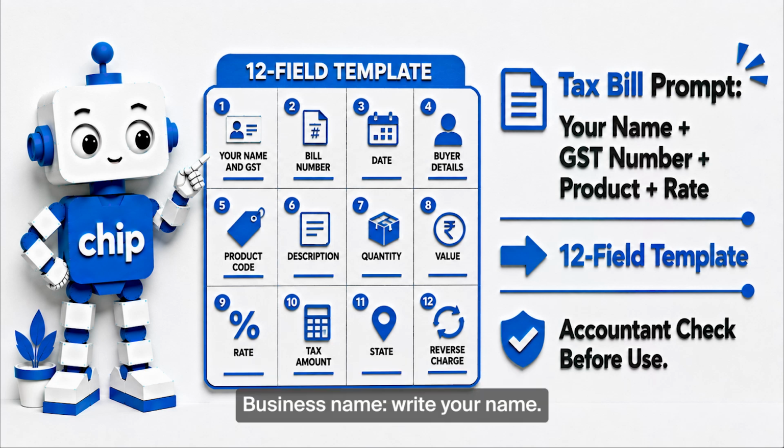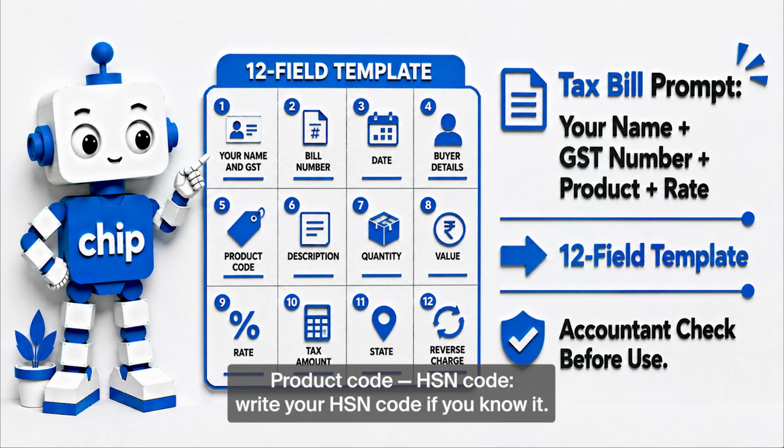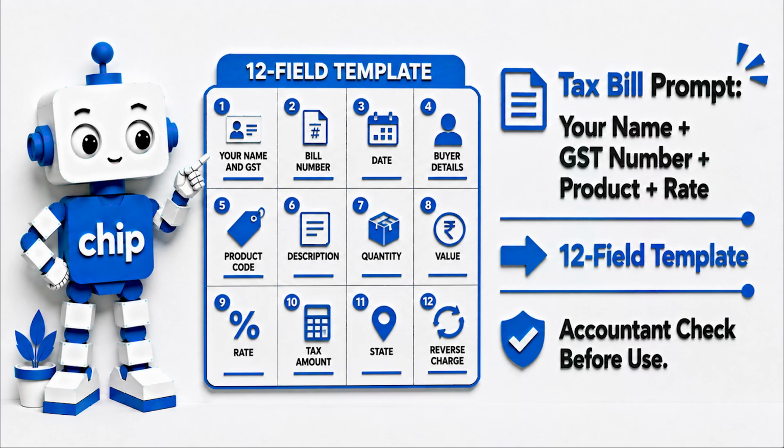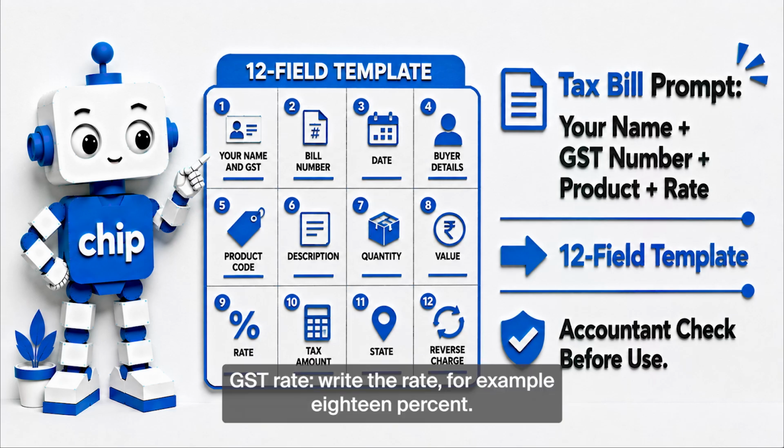Business name, write your name. GST number, write your GST number. Address, write your address. Product, write your main product name. Product code, HSN code, write your HSN code if you know it. GST rate, write the rate, for example 18%.